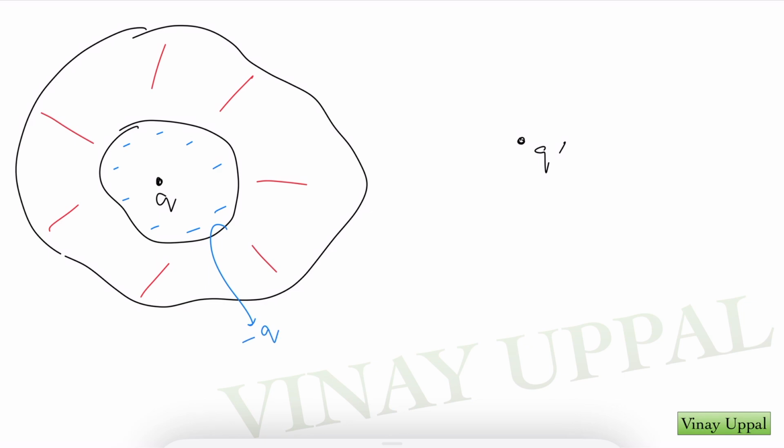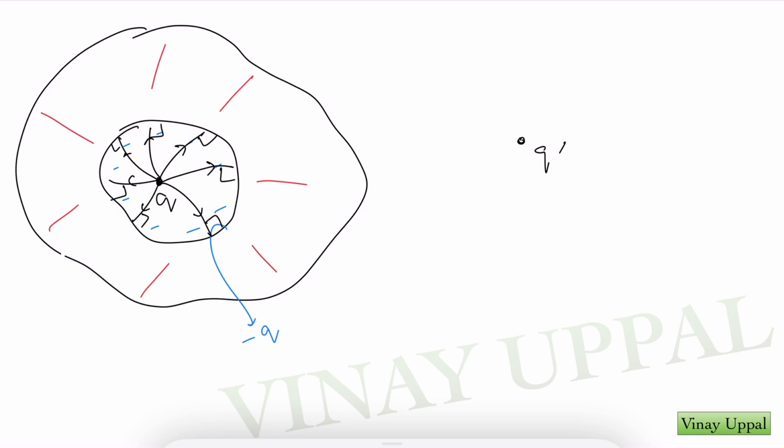So if I were to just talk about that in more detail, I have my conducting material, the red shaded portion. I have a cavity. Let's say I have a charge q. Let's say I have a charge q dash. So minus q will appear on the inner surface of the cavity, and the field lines will be going from the point charge to the inner surface, and they'll all be perpendicular.